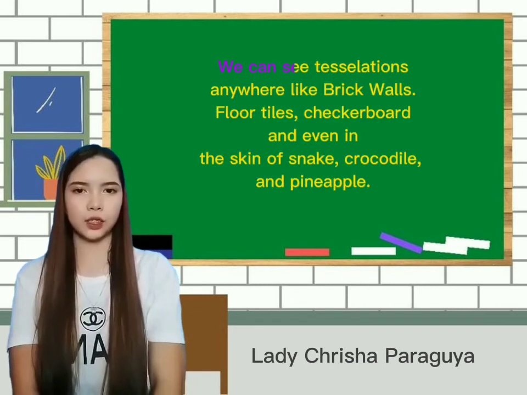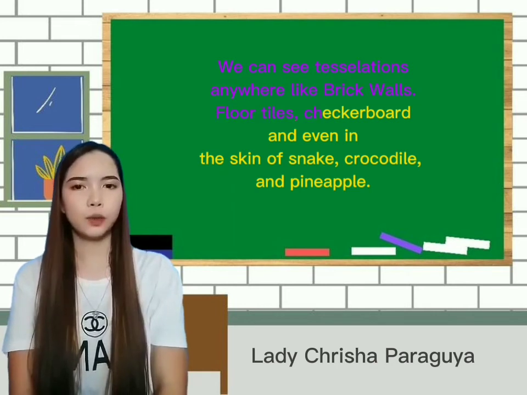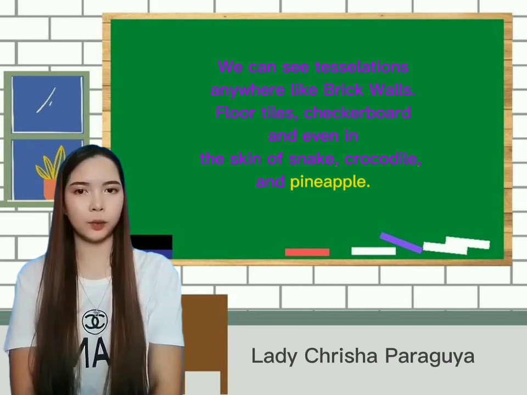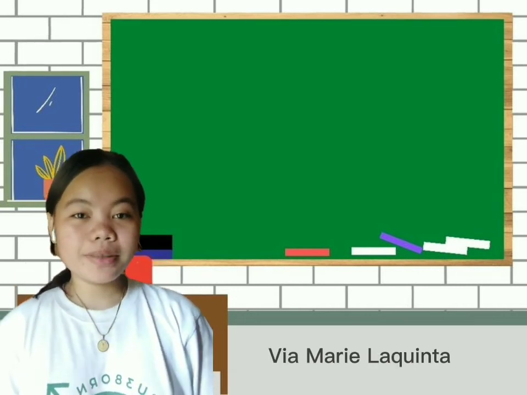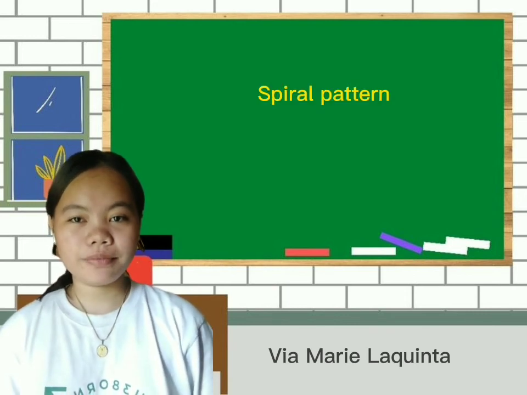We can see tessellation anywhere, like wall bricks, floor tiles, checkerboards, or even in the skin of a snake, a crocodile, or a pineapple. Good day everyone, I'm Via Marila Quinta, and now I'm going to discuss the spiral pattern.